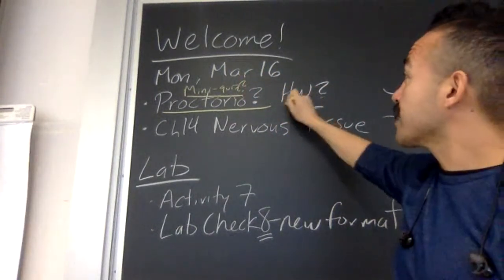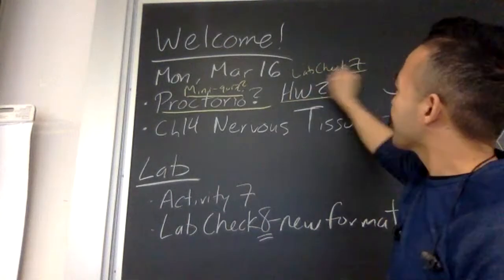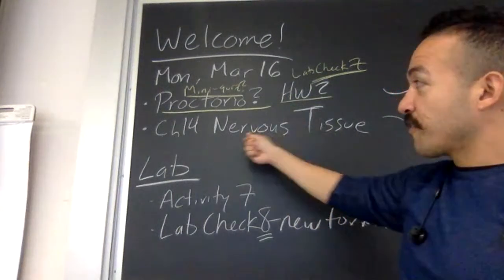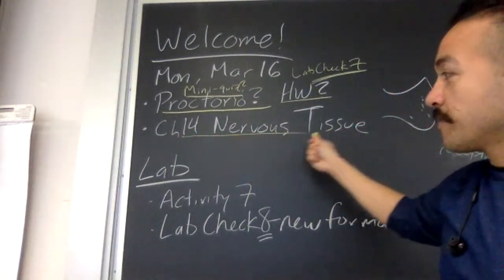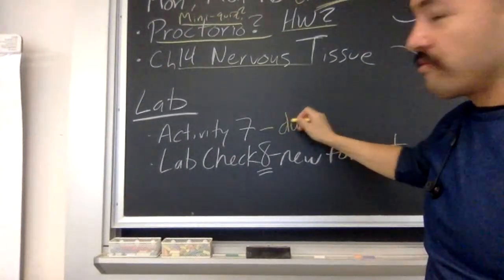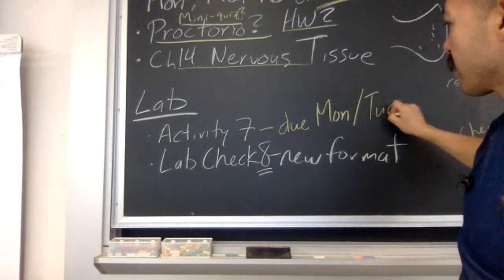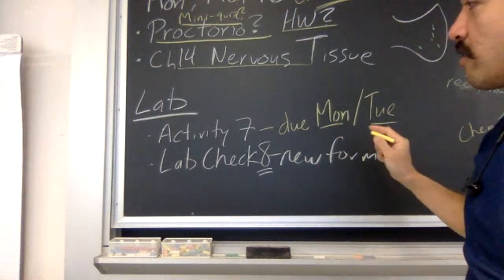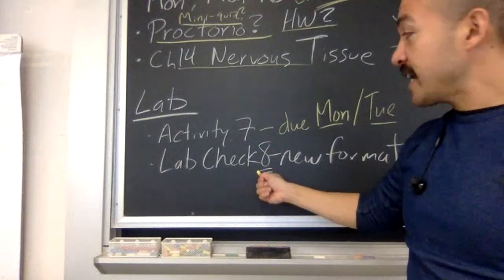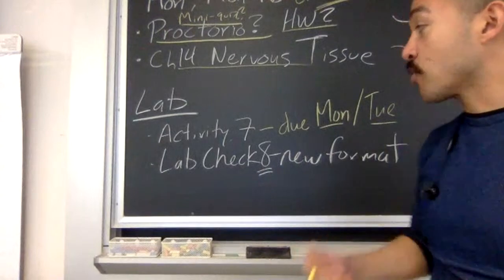If you haven't submitted your homework yet, lab check 7, your packet, please submit that now. We've finished chapter 14. Activity 7 is due, if you're Monday, Wednesday lab, it's due Monday. If you're Tuesday, Thursday lab, it's due Tuesday. So whatever your lab is. Activity 7 is the workout plan. Lab check 8, you're doing the same things as before, picking your part and going with it.